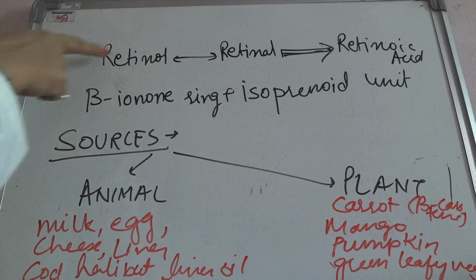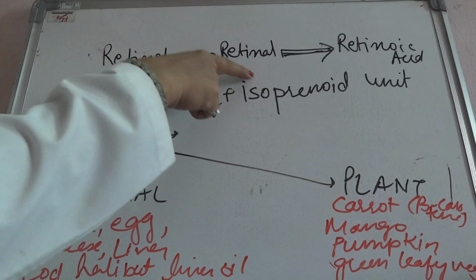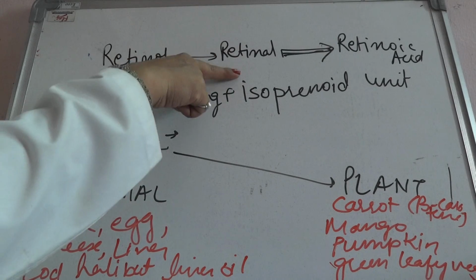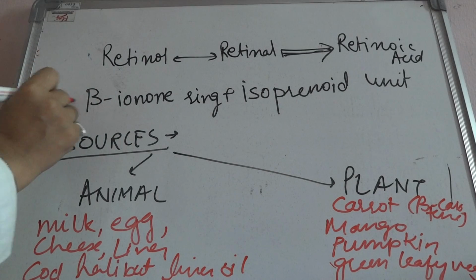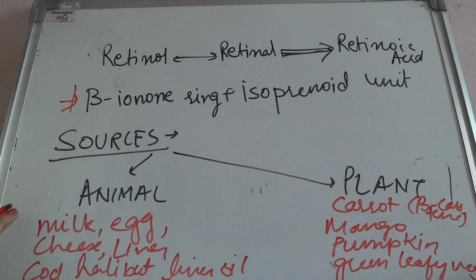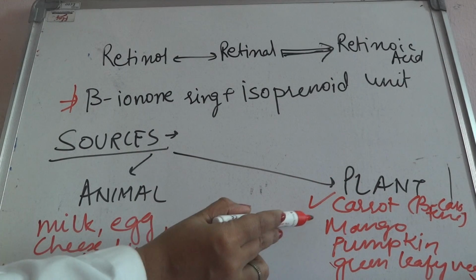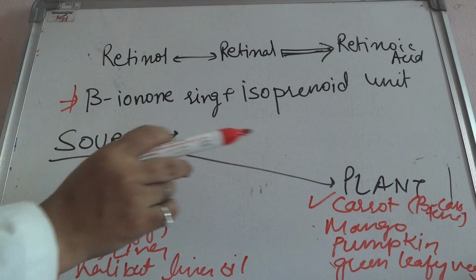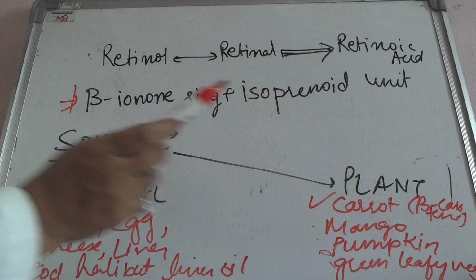We have seen that retinol, retinal and retinoic acid are the three forms. Retinol and retinal can be interconverted to each other, but retinol forms retinoic acid only. Biochemically, it is a beta ionone ring with isoprenoid unit. Animal source: milk, egg, cheese, liver, cod, halibut liver oil. This cod, halibut liver oil is important. In plants, it is present in carrot, mango, pumpkin, green leafy vegetables. All yellow, orange, red, plus green leafy vegetables.